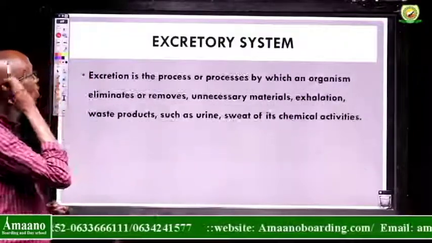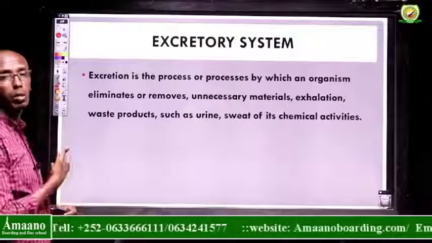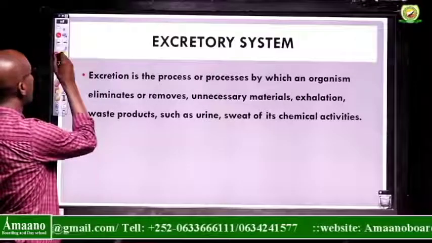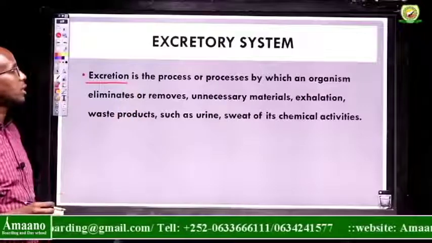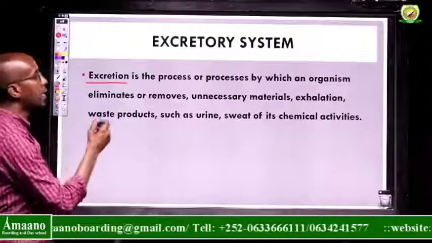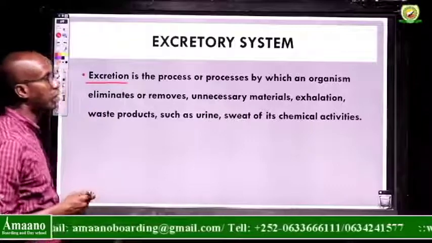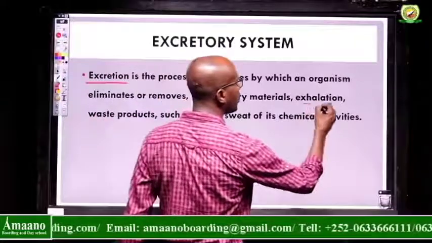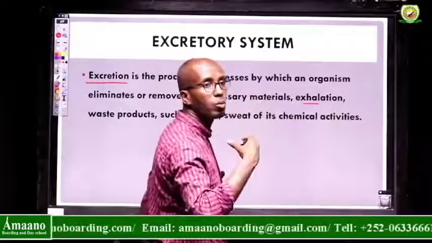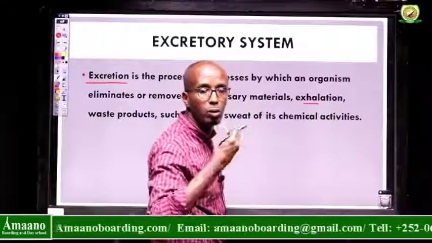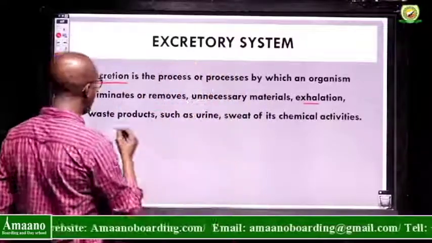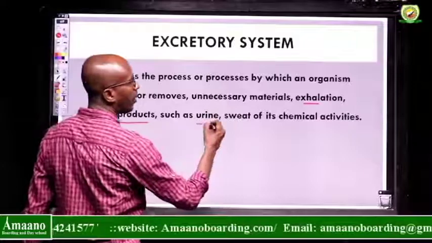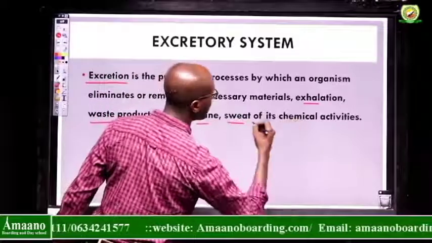So let's first see the definition of the excretory system or excretion. Excretion is the process or processes by which organisms eliminate, remove unnecessary materials through exhalation, which means breathing out. When you are breathing out, you are just removing carbon dioxide from the body. Other waste products are urine, sweat, and chemical activities.